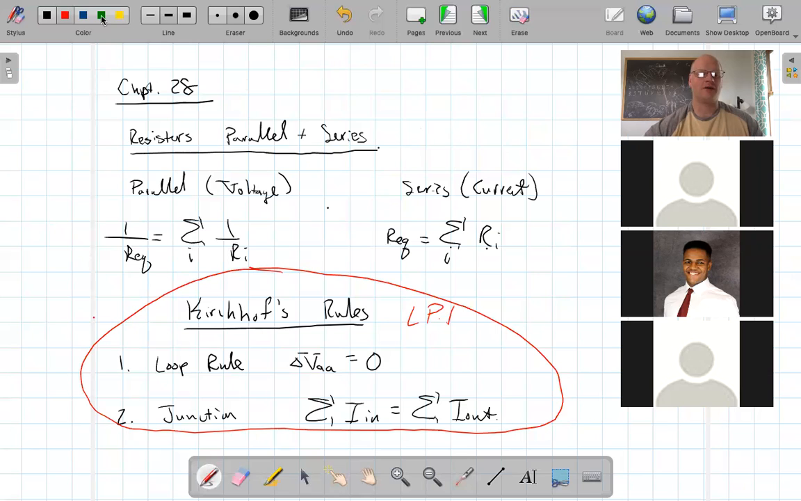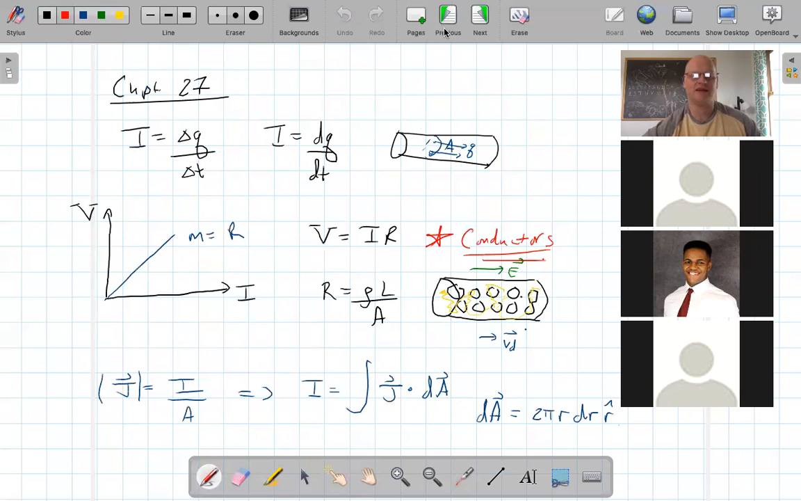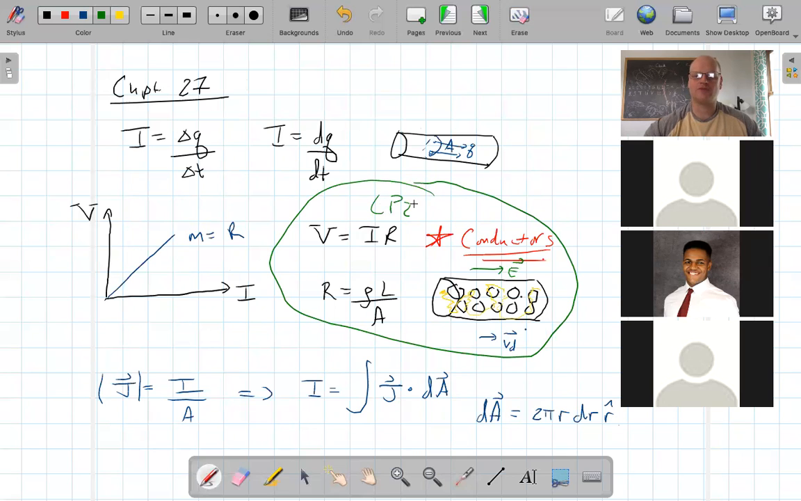Good, so that's one long problem. Another long problem will basically involve a lot of this stuff here. So basically a lot of Ohm's law and a lot of drift velocity and all this kind of good stuff. So basically a lot of the stuff here will be long problem 2.